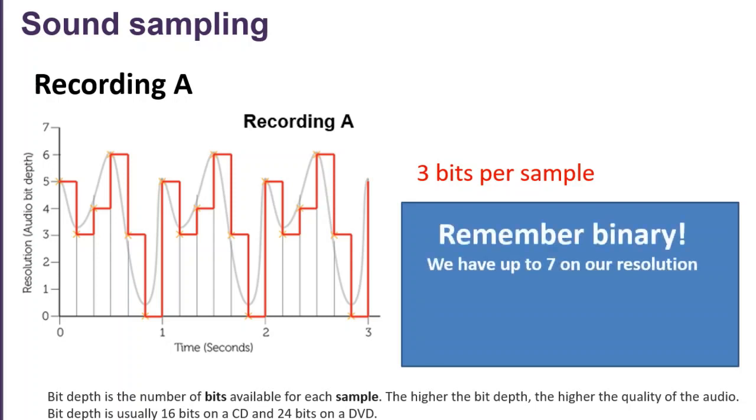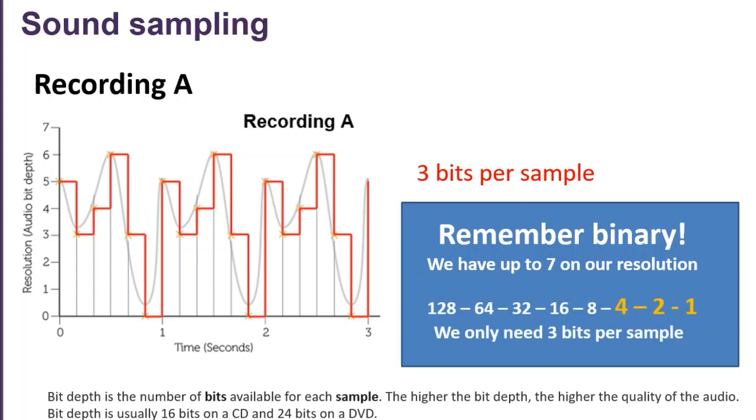Now to do this we have to remember binary. If you have a look at the resolution, the bit depth, we can see that we have 7 on our resolution. Okay, so what we have to do is we have to think about our binary numbers. Okay, and you can see the first 3 are highlighted in yellow. If you add these together, they come up to the number 7. So we know we only need 3 bits. These are all bits. If we had all of them, there's 8 bits there. But we only need 3, the 3 that are highlighted.